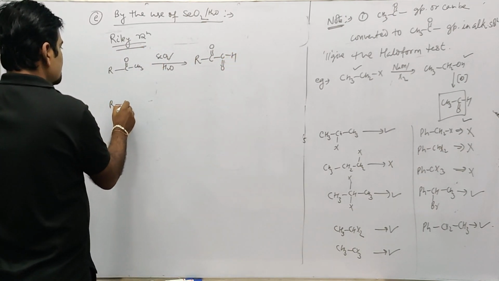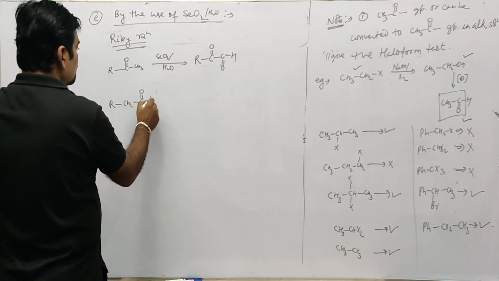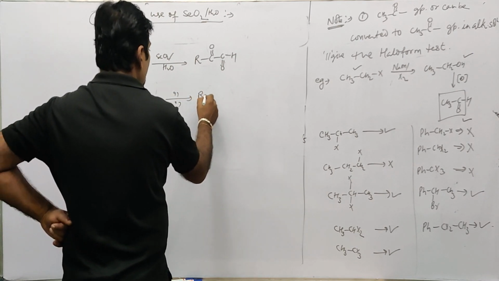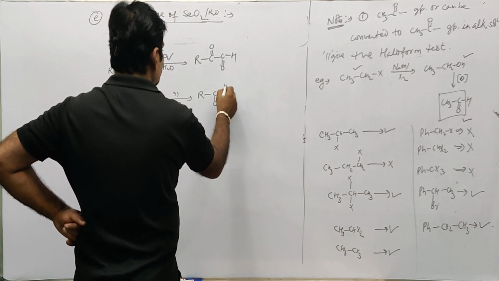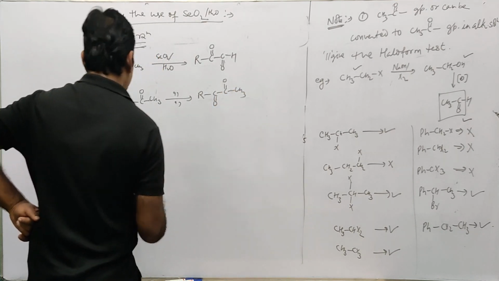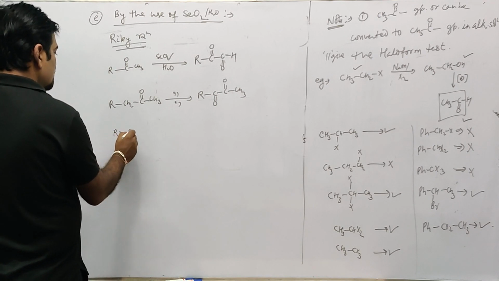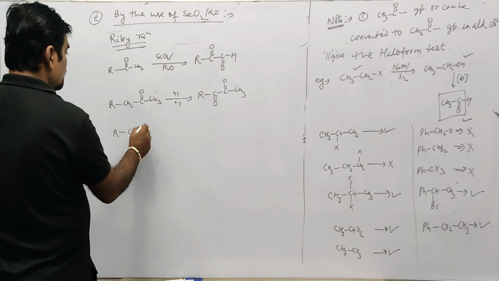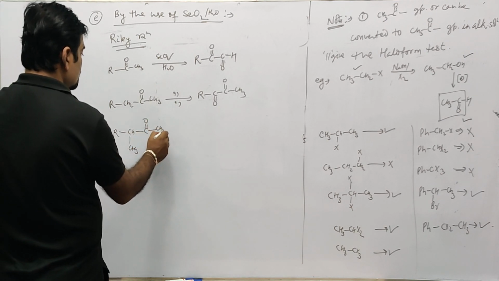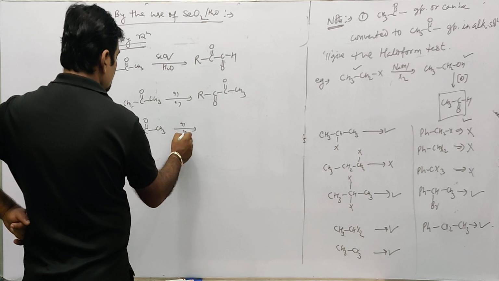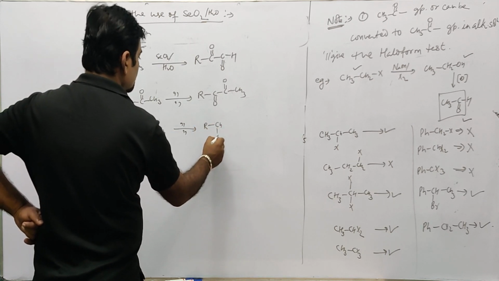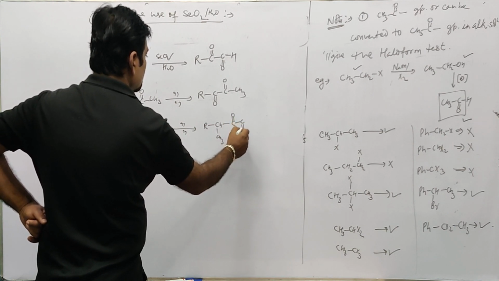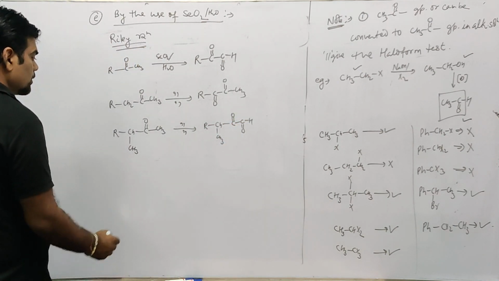If it is having RCH2, C double bond O, CH3, you have RC double bond O, C double bond O, CH3. If we have RCH, CH3, C double bond O, CH3, this will be converted to RCH, CH3, C double bond O, C double bond O, H. So what is this?